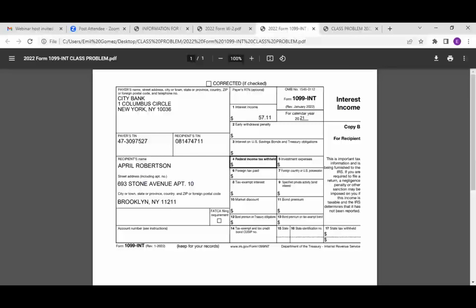Does everybody see the 1099 that's on the screen now? Somebody in the chat, let me know. Do you see the 1099 interest form? Great, thank you so much. I'm learning, guys. Thank you so much.